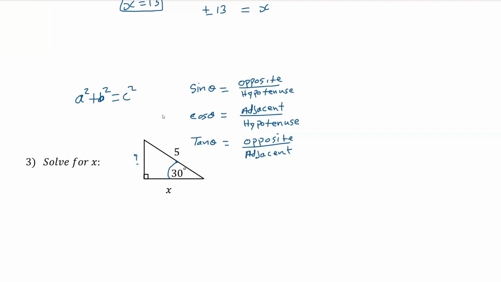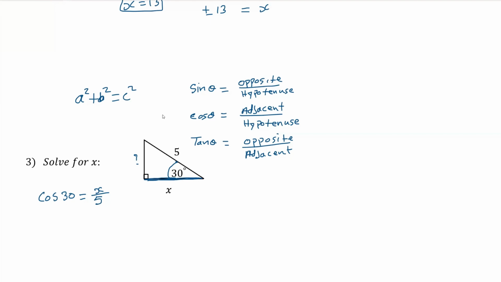So we can say cosine of the angle. In this case, the angle is 30. Right? So cosine of 30 is equal to adjacent. So what's adjacent to this angle? Adjacent would be the side that is touching it that's not the hypotenuse. So this side is touching the angle and is not the hypotenuse. So that would be x over the hypotenuse, which is 5, right? Cosine is adjacent over hypotenuse. So we just have to solve this for x and we are done.